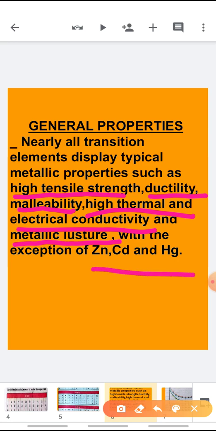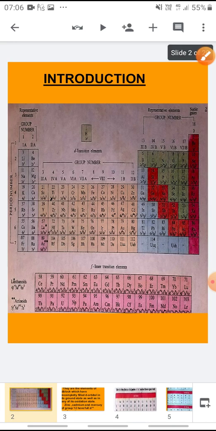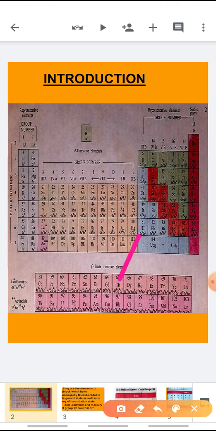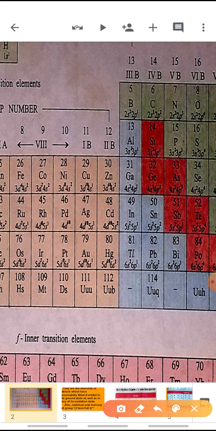Zinc, cadmium and mercury, as I have already told you, are the non-transition elements. They are present one after the other in group 12 of the periodic table, and they show certain properties which are not similar to the other members of the period.